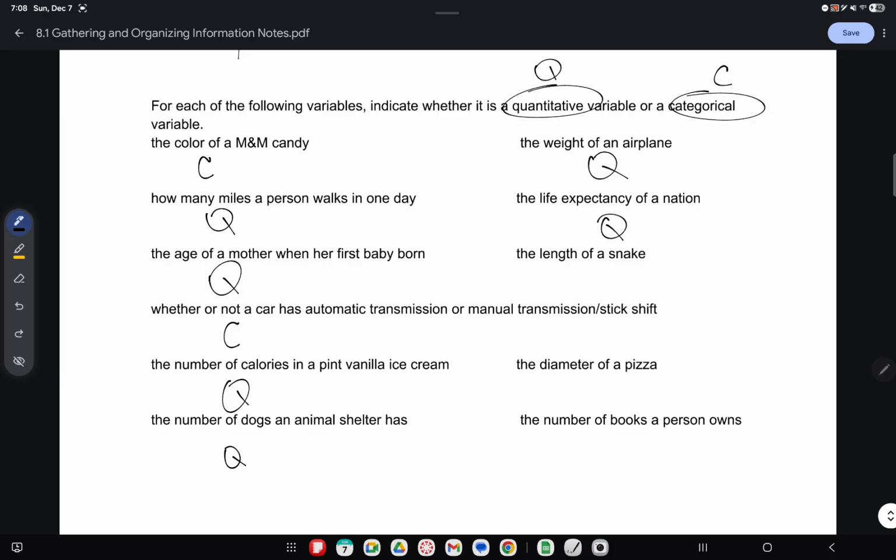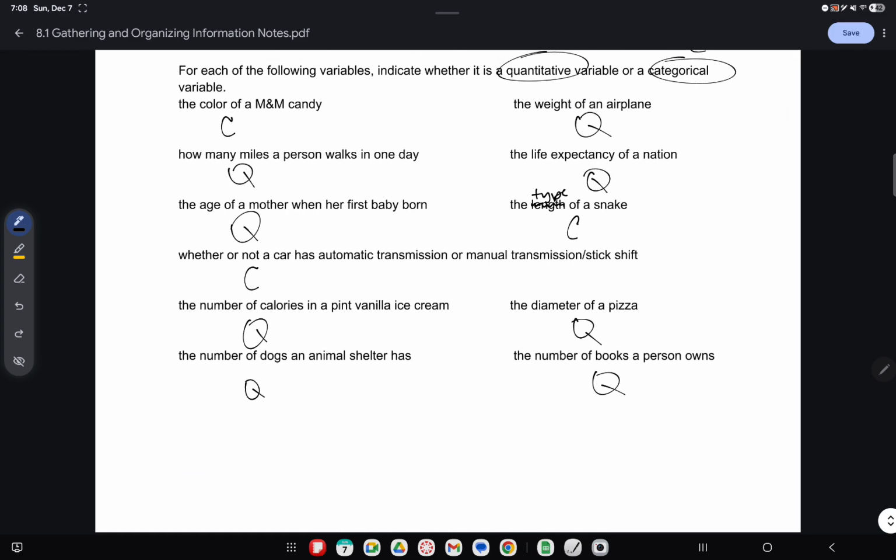The length of a snake. A lot of these are turning out to be quantitative, so I'm going to change that to, instead of length of a snake, we're going to put type of snake. Give me categorical. Diameter of a pizza. Quantitative. And number of books the person owns. Also quantitative. Alright, if you have any questions, let me know.